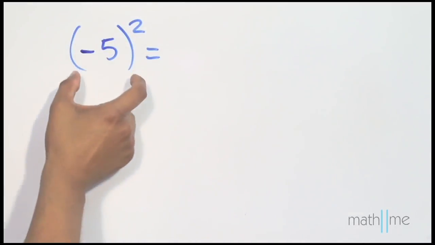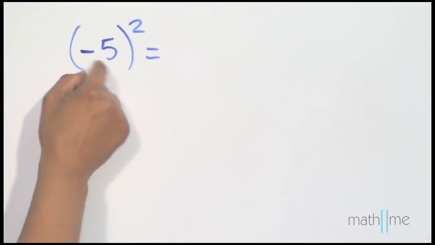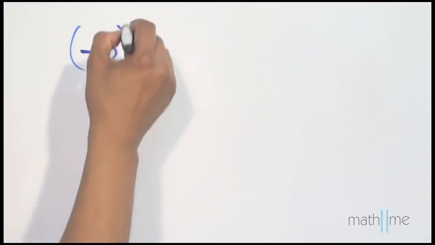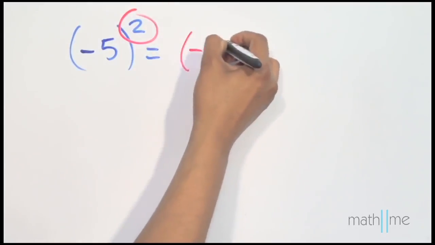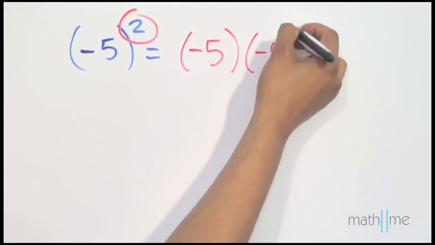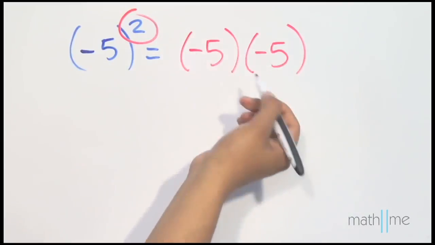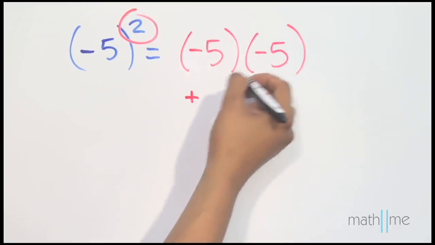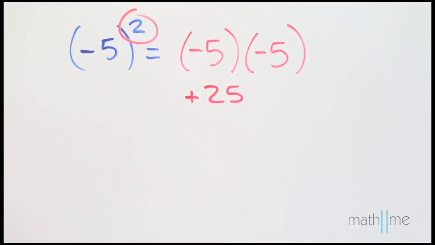When we work with a negative number as the base, pay attention to use brackets to avoid mistakes in powers. For example, here we have a base of minus 5 and not only 5. So by definition, the exponent 2 means that we have to multiply the base by itself twice. Minus times minus equals plus, using the law of signs in multiplication, and 5 times 5 equals 25.